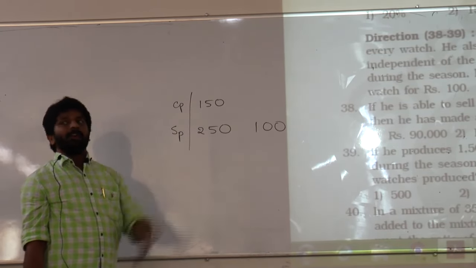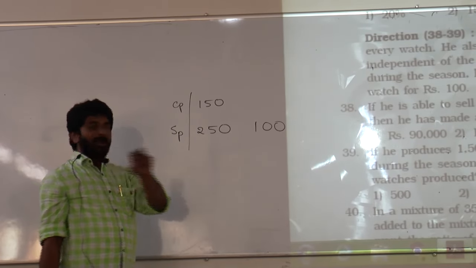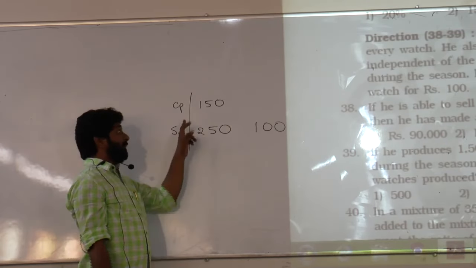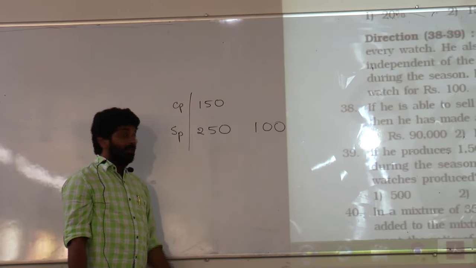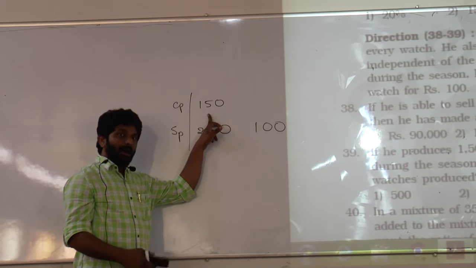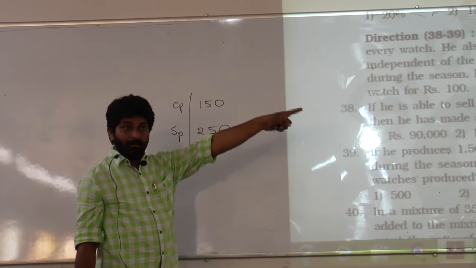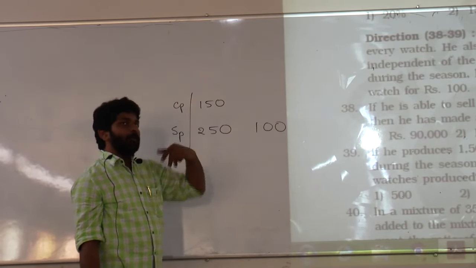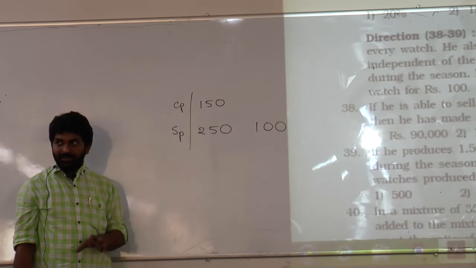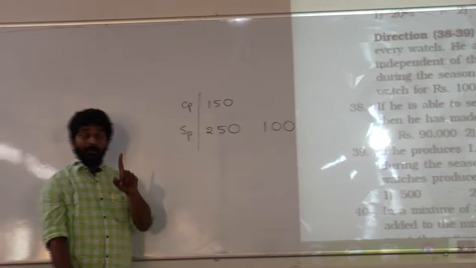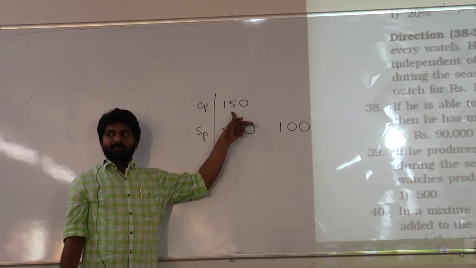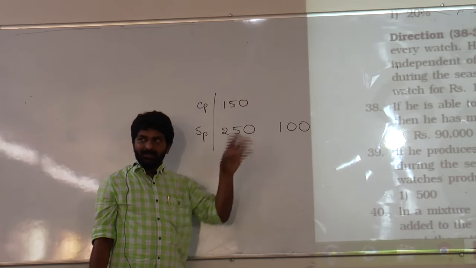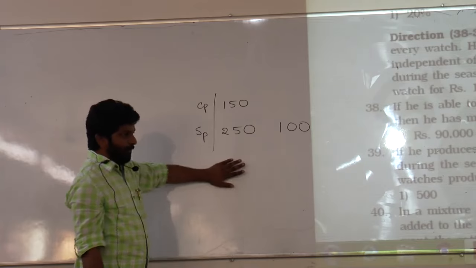And to calculate the total cost price, one watch's cost price is 150. If you prepare 100 watches, can you tell me what the total cost price is? 150 into 100 plus 30,000. That 30,000 rupees is a fixed expenditure, whether you prepare one watch or 100 watches or n number of watches. Suppose you prepare only one watch, what is the total cost price? 30,150. Two watches: 150 into 2, 300, plus 30,000. So 30,000 is a fixed expenditure, right? So this is the information so far.